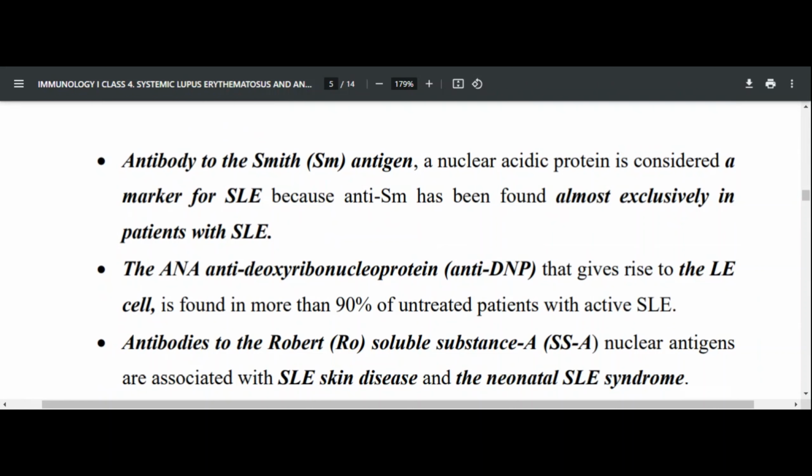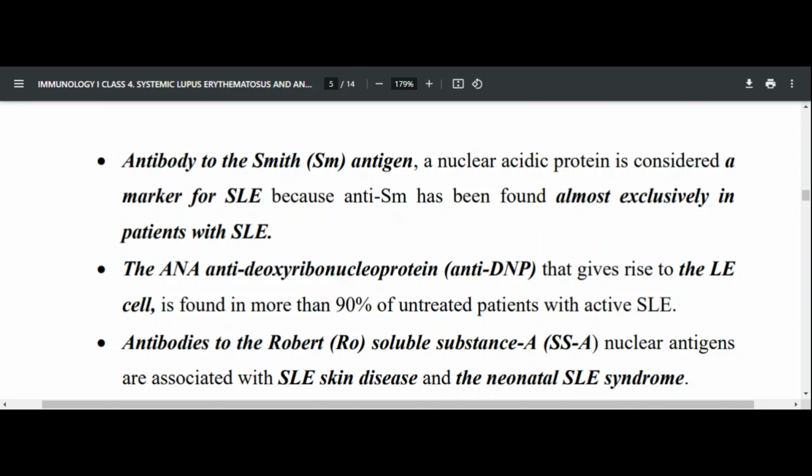Another antibody found in systemic lupus is the antinuclear antibody against deoxyribonucleoprotein, called anti-DNP, which gives rise to the lupus cell. The lupus erythematosus cell is found in more than 80 to 90% of patients with active systemic lupus erythematosus. So it is not in 100%, but anti-deoxyribonucleoprotein antibodies are found in 90% of active forms of systemic lupus.